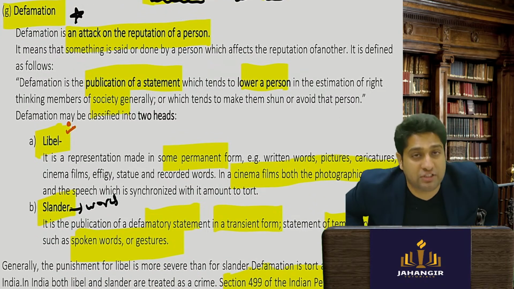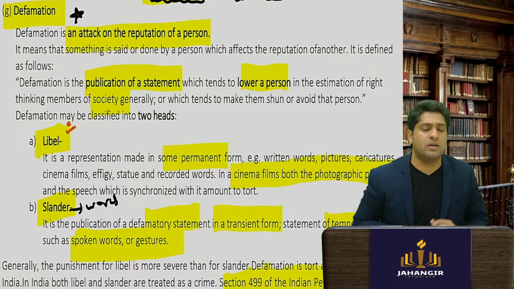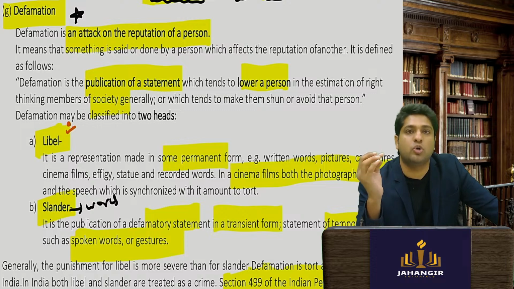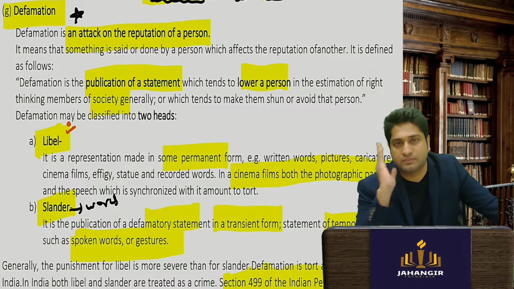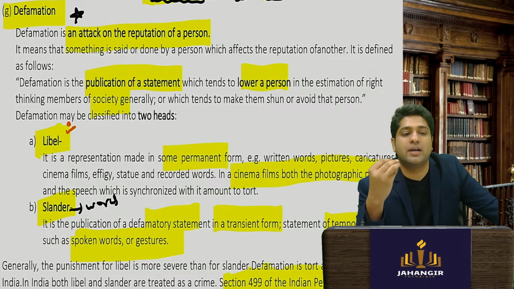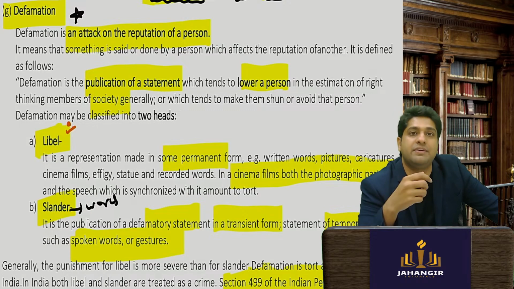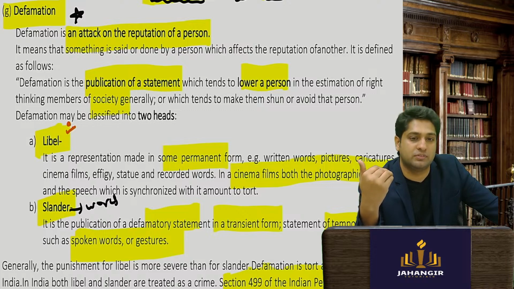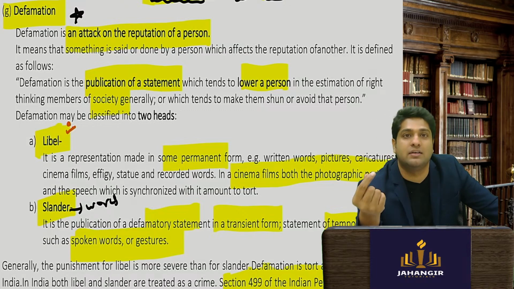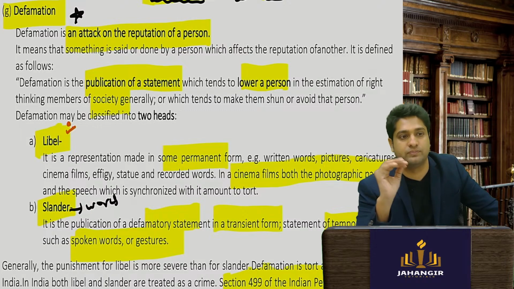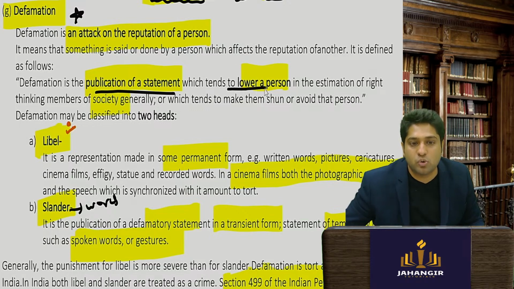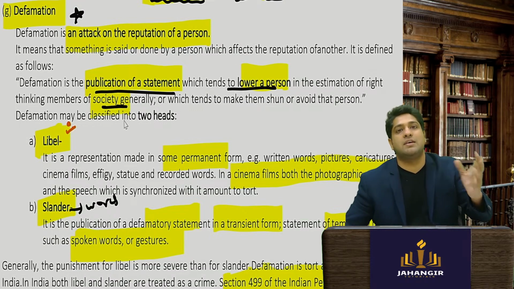Then we do defamation. Defamation is very, very important. Sir, what is defamation? Defamation means to attack a person's reputation. How will you word defamation? When we make a false statement which lowers a person's reputation in the eyes of society, it is called defamation. So there is a publication of a statement which lowers a person in society, and it is called defamation.